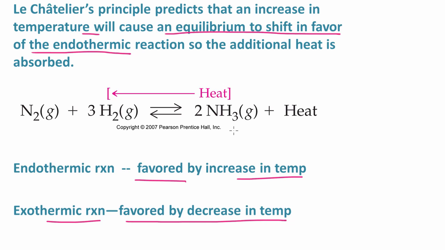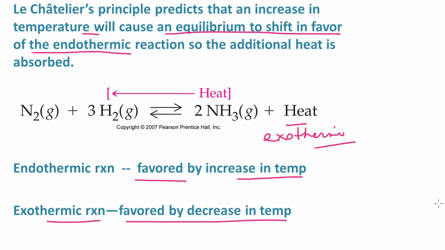Let's do this a little bit differently. Obviously, because heat is a product, we know this is an exothermic reaction. So you can think of the heat here again as a product. So if I remove a product, what's going to happen? The reaction will shift to the right to replace that product. If I add more heat by increasing the temperature, then it wants to remove that. It's going to shift to the left to form more reactants.